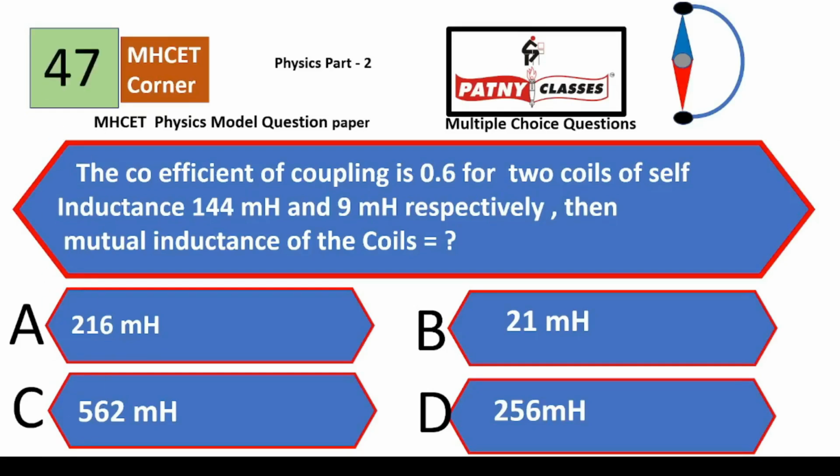Question number 47. The coefficient of coupling is 0.6 for two coils of self-inductance 144 millihenry and 9 millihenry respectively. Then mutual inductance of the coils equals to how much? Option A, 216 millihenry. Option B, 21 millihenry. Option C, 562 millihenry. And option D, 256 millihenry. Viewers, please do the calculations, decide the formula and write down the correct option in the comment box.